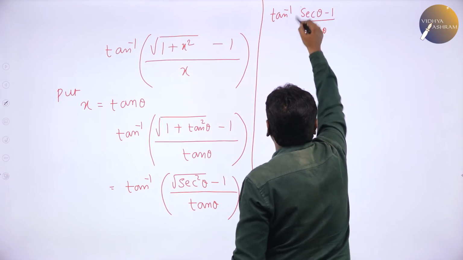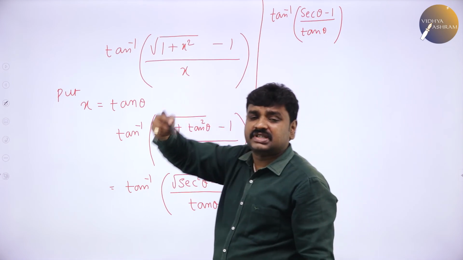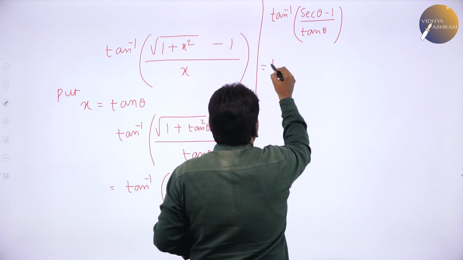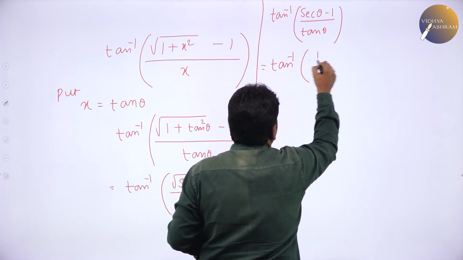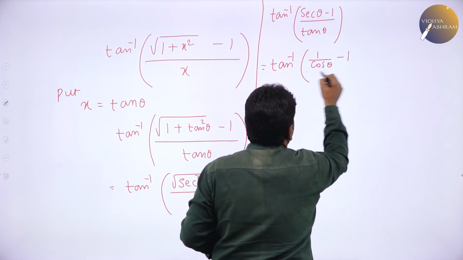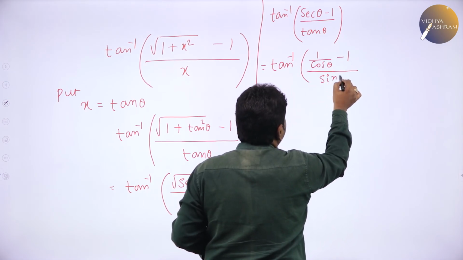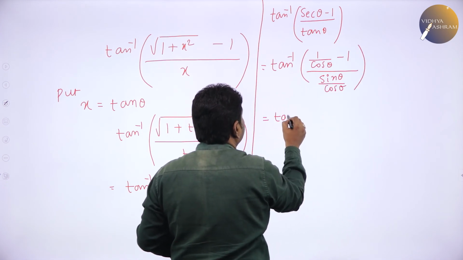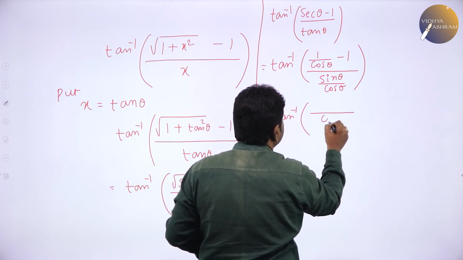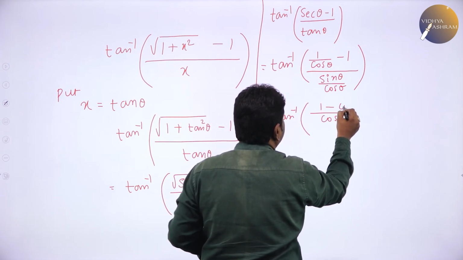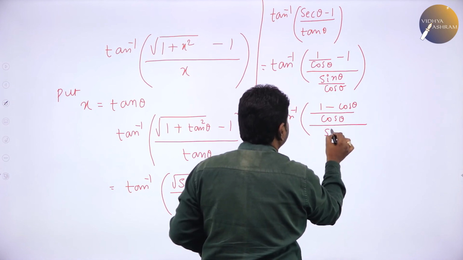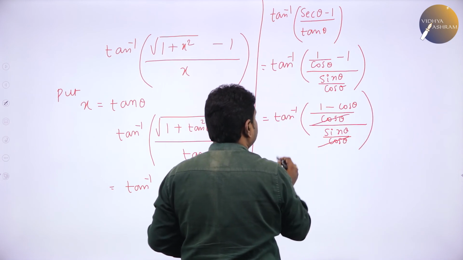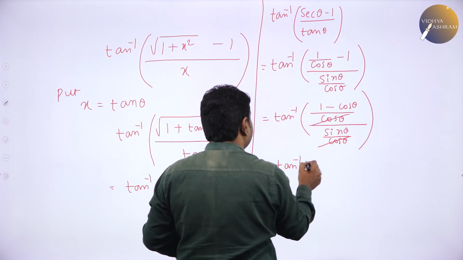Now when you observe, we cannot simplify this further. So convert secant. You know secant is the reciprocal of cos. You can write the numerator as 1 by cos theta minus 1, divided by tan, which can be written as sin theta by cos theta. Now simplify this. If you take LCM, the numerator becomes 1 minus cos theta over cos theta, and the denominator becomes sin theta divided by cos theta. Now you can cancel cos theta and are left with tan inverse of 1 minus cos theta over sin theta.